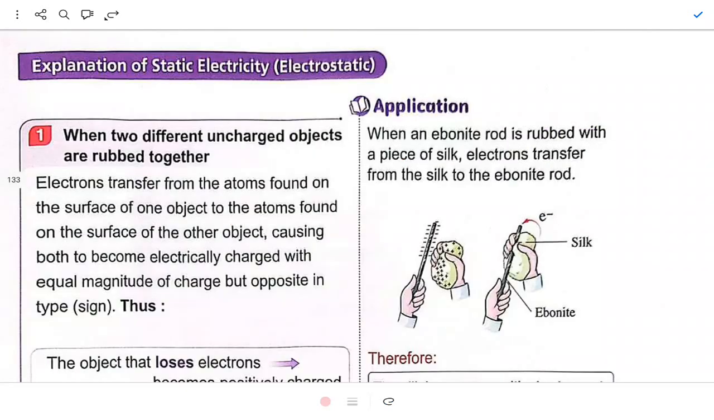Please focus on this activity. The first thing: when two different uncharged objects are rubbed together, what will happen? Electrons transfer from the atoms found on the surface of one object to the atoms found on the surface of the other object.